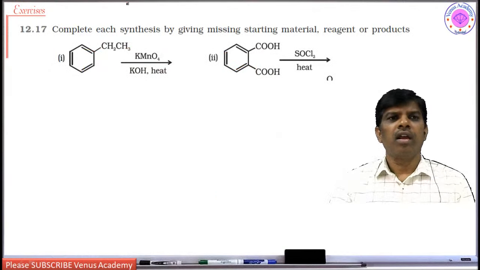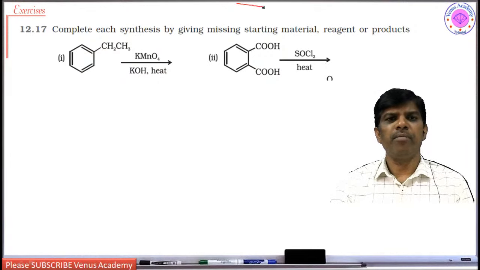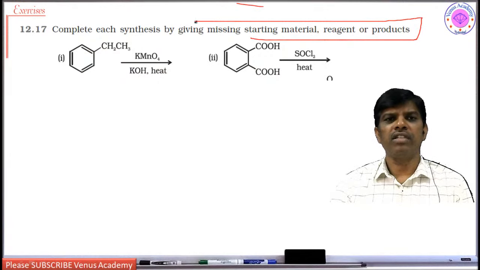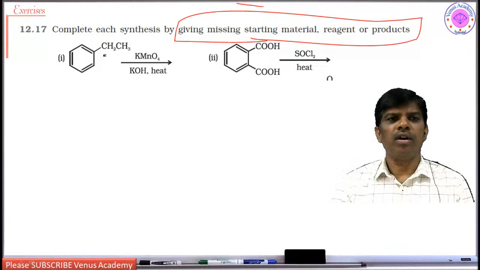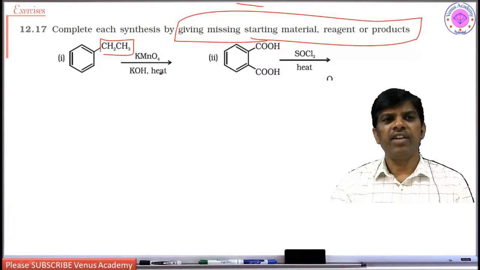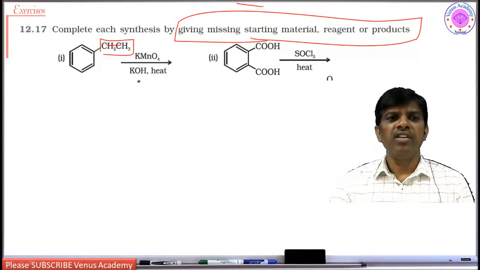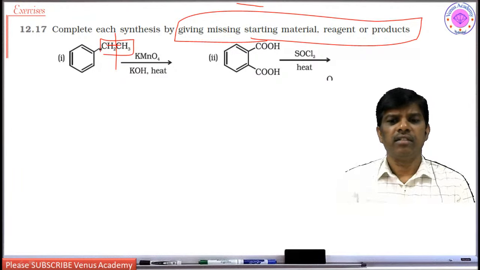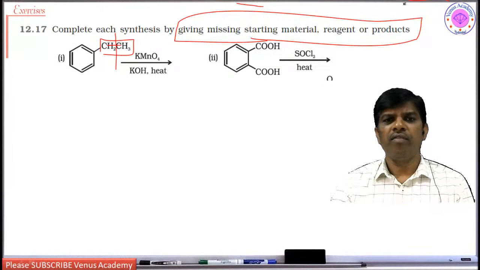Next, complete each synthesis by giving the missing starting materials, reagents or products. It is very simple, students. So this ethylbenzene upon oxidation with KMnO4, KOH, heat: this mechanism I have also explained in the aldehydes and ketones chapter, students. Whatever the chain may be, it is going to break here to give benzoic acid. Now, thionyl chloride, what is going to happen?